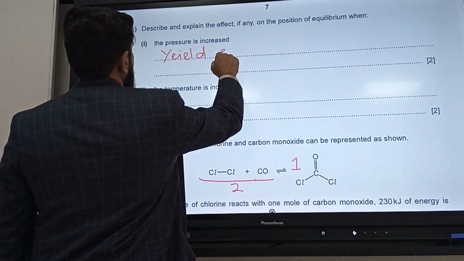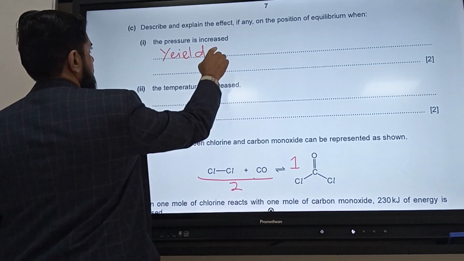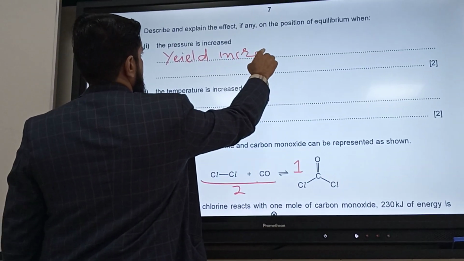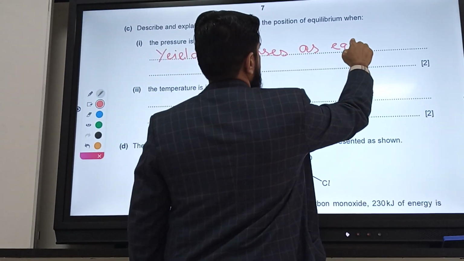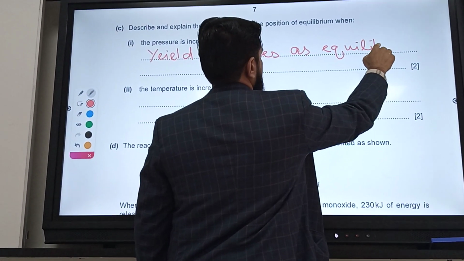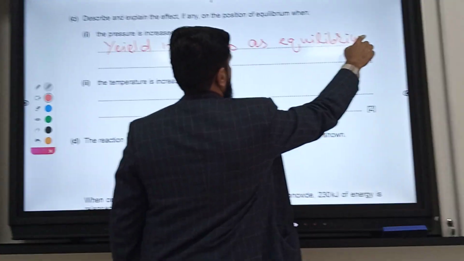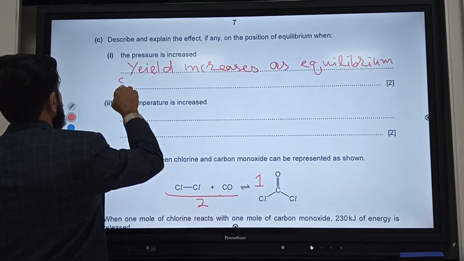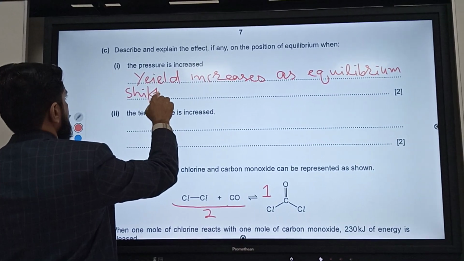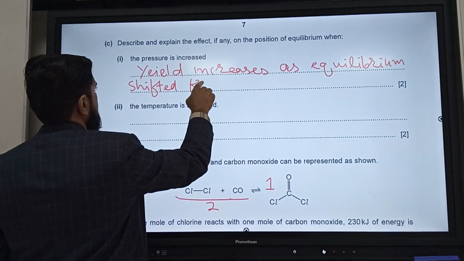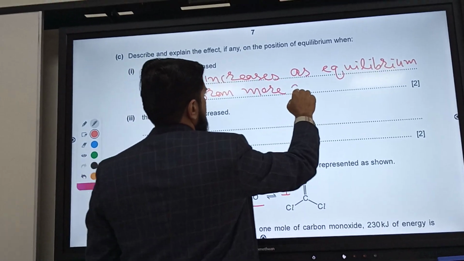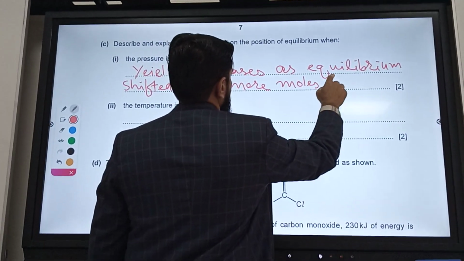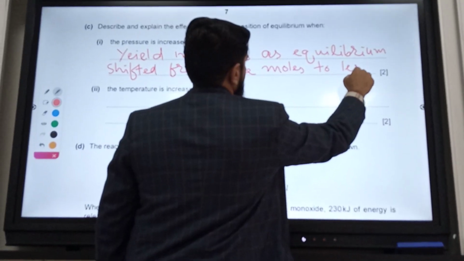Yield increases as equilibrium shifted from more moles to fewer moles.